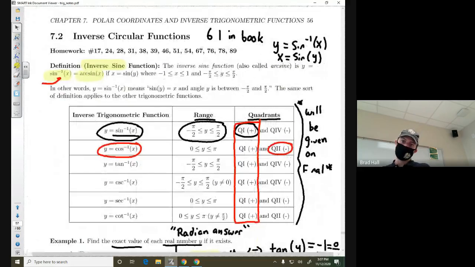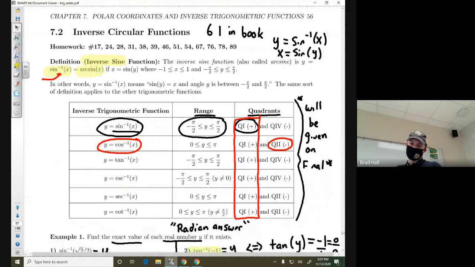If not, this homework, I'd like for it to be due next Tuesday. I am going to take off 89, because there's too many of those. These are all calculator problems, so they should be a little bit quicker to do. 17, 24, 28.